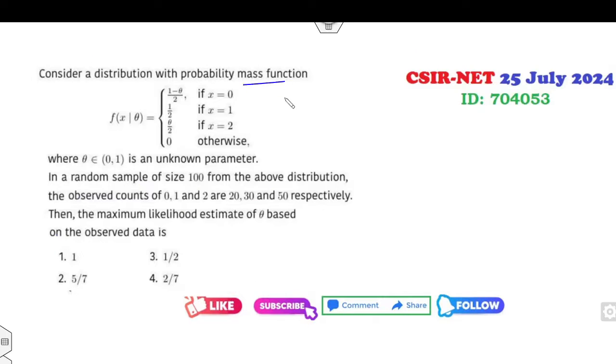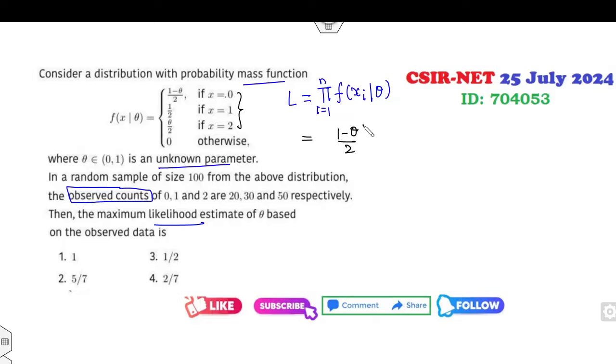Consider the distribution of the probability mass function where theta is unknown, with observed counts called the frequency, and your target is to find the likelihood function. So xi, i varies from 1 to n. Very simple, because x has 3 values. When x is equal to 0, the value will be 1 minus theta. Second, when x is equal to 1, the answer is half. When x is equal to 2, this is theta over 2, raised to the frequency count.